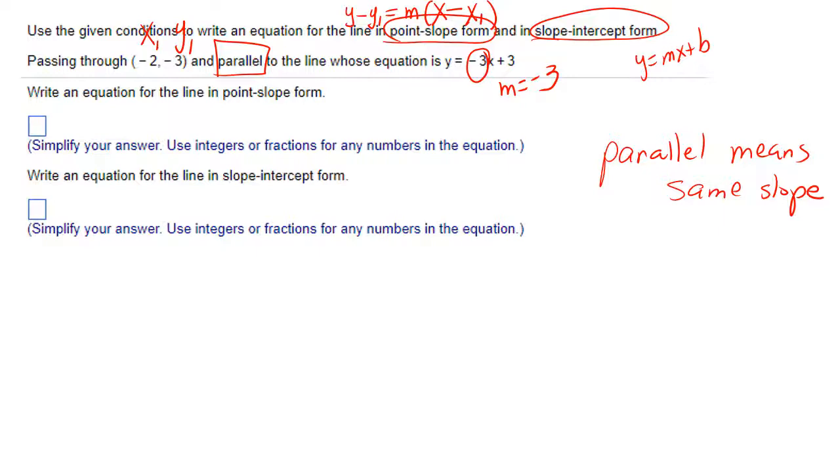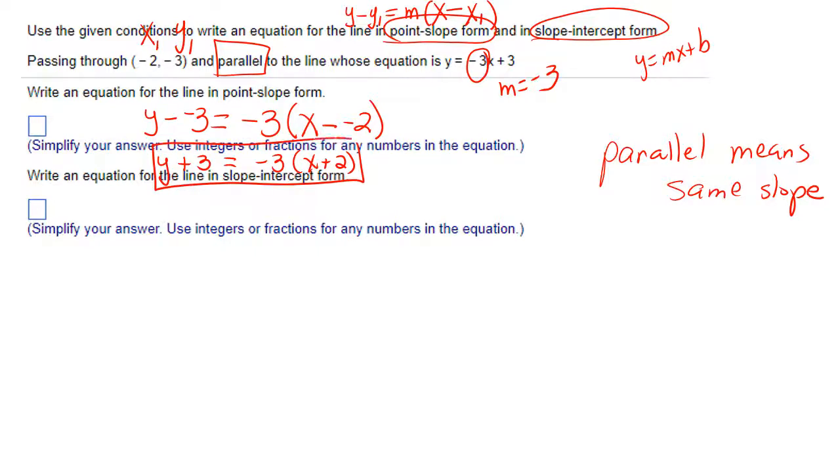So let me substitute in what I know. Using the point slope formula, that is y, subtract my y value, -3, equals the slope, same slope, open parenthesis, x minus my x coordinate. I can simplify this to y plus 3 equals -3 times x plus 2. That would be my first answer. Do not simplify it any further. You'll simplify it further for the second answer. All right, so this is my first answer.